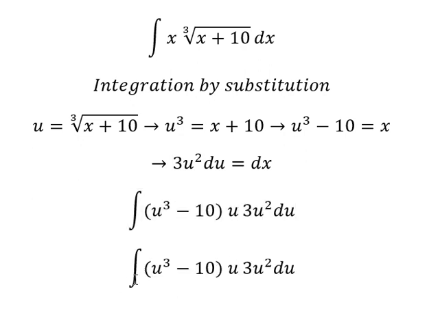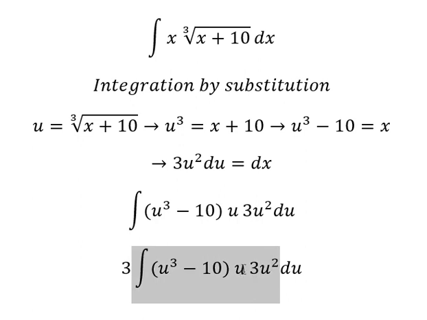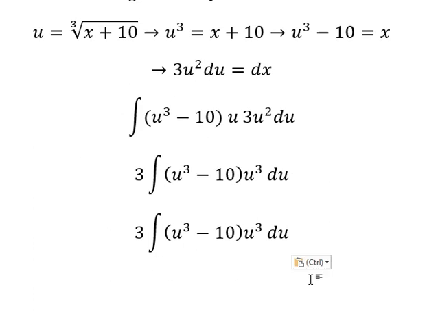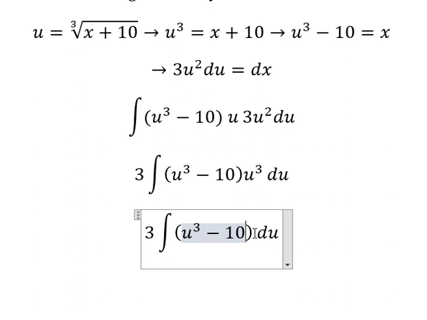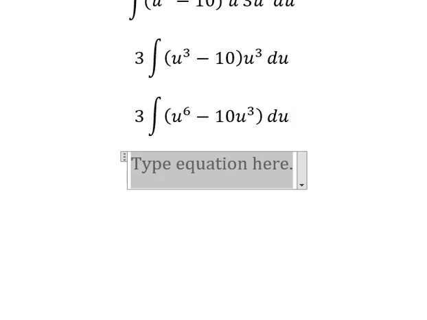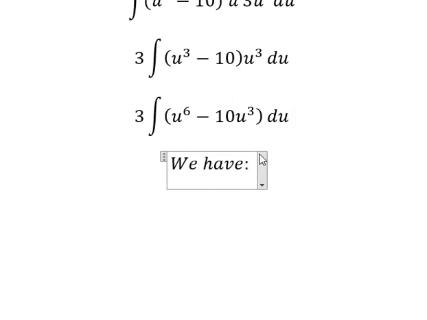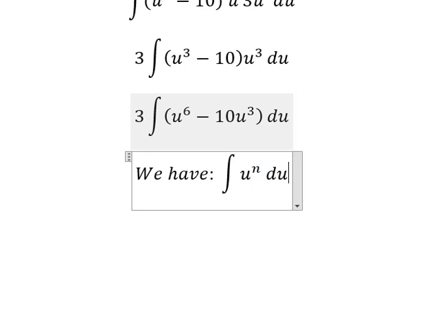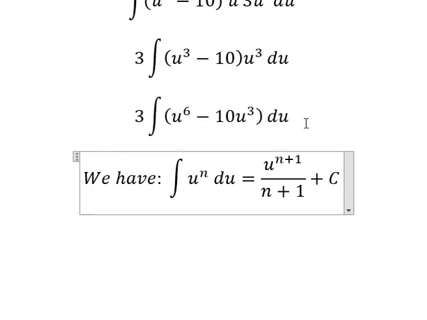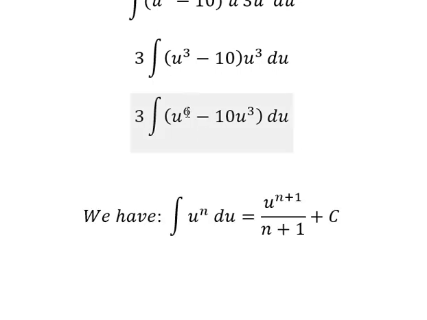So the number 3 I will put outside, u times u squared gives u to the power of 3. So this one is multiplied by this one and the number 10. And now we have the formula in here. So we put number 6 here, and 6 plus 1 we have number 7.